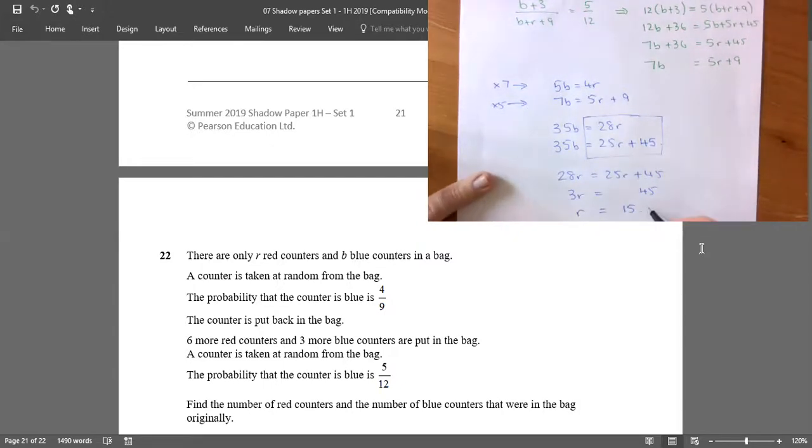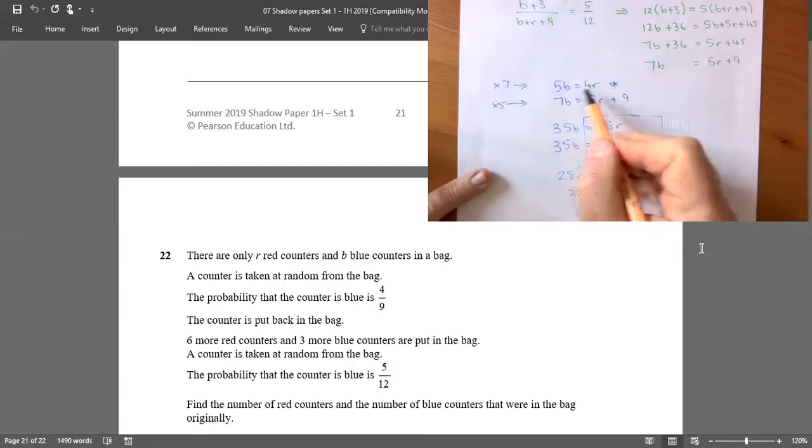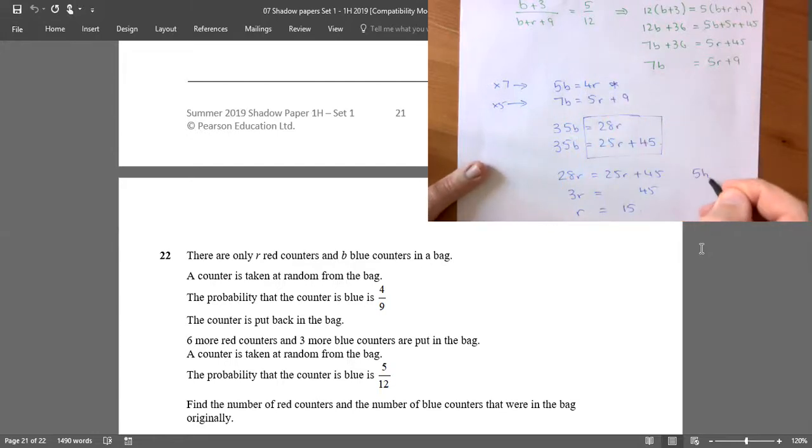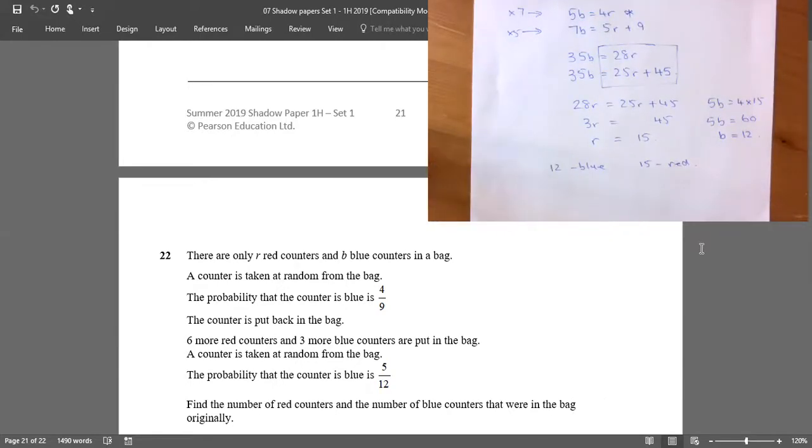So we'll substitute R equals 15 back into this equation here. So 5B must equal 4 times 15. 5B equals 60. So B equals 12. So 12 blue and 15 red to start with in the bag. So find the original number of red counters in the bag: 15.